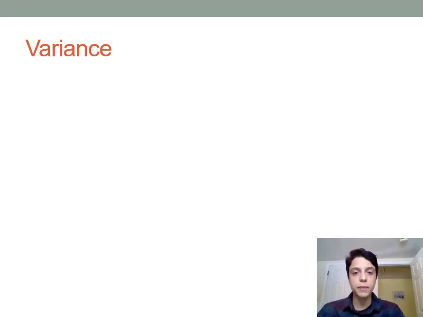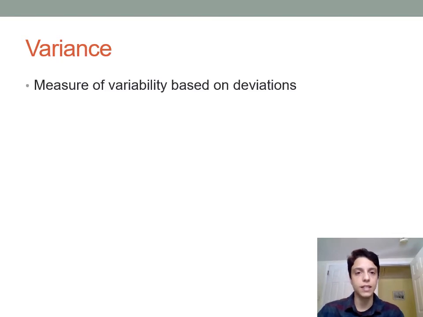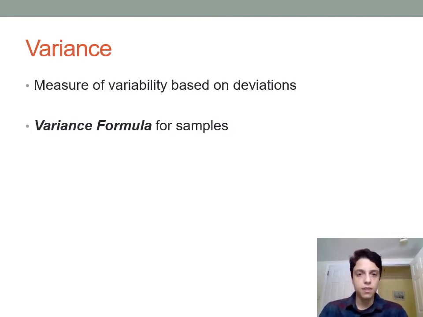The first measure of variability that we're going to look at that's based on deviations is called the variance. And we'll be finding the variance using something called the variance formula, which I'll walk you through on the document camera after this slide. So I'm not going to talk too much about how it's calculated right now.